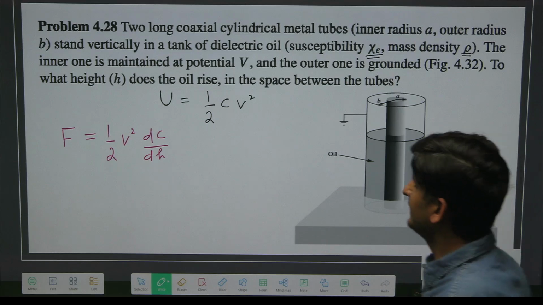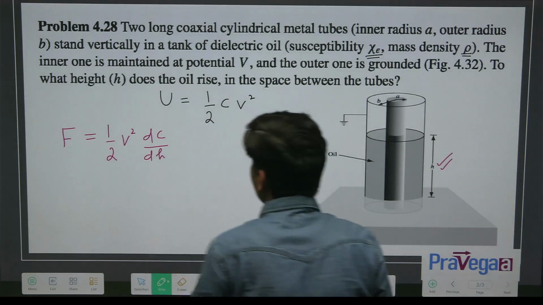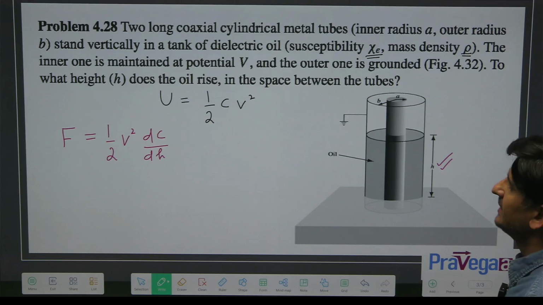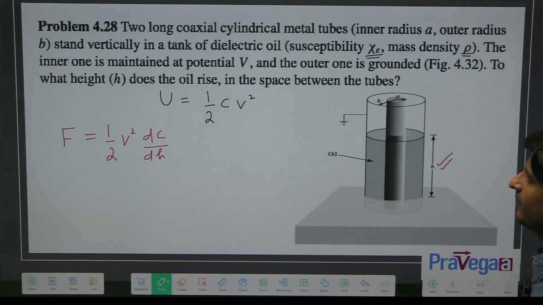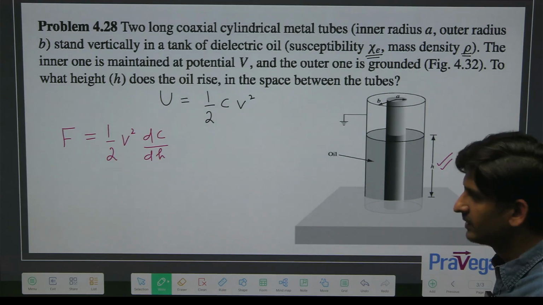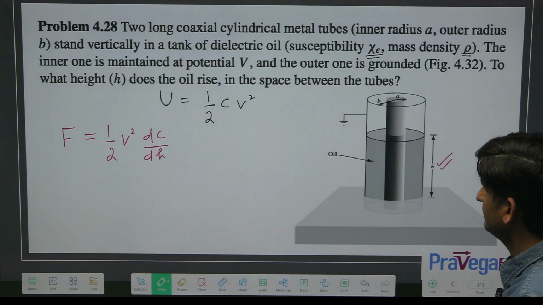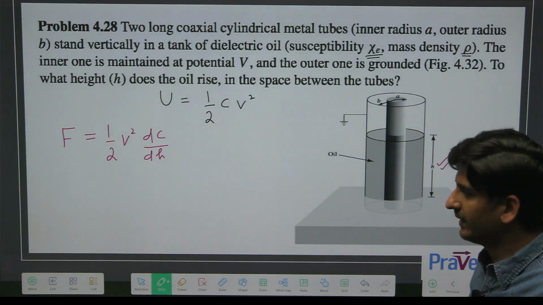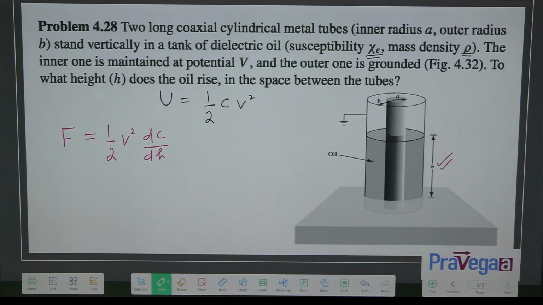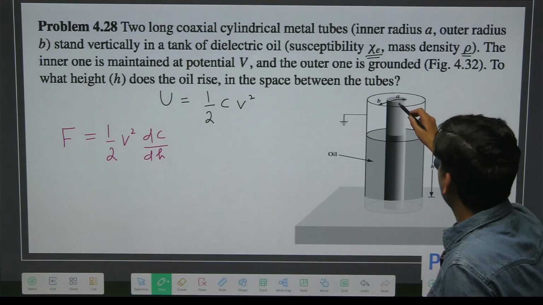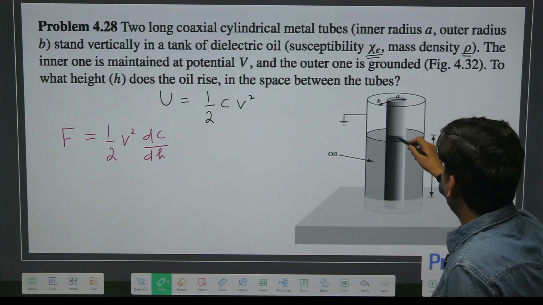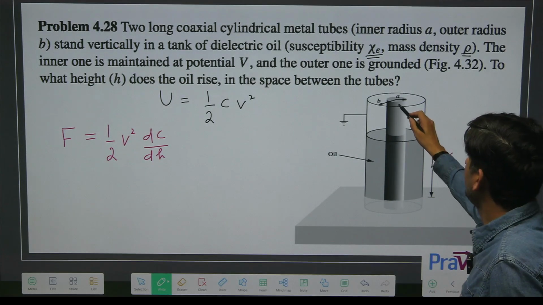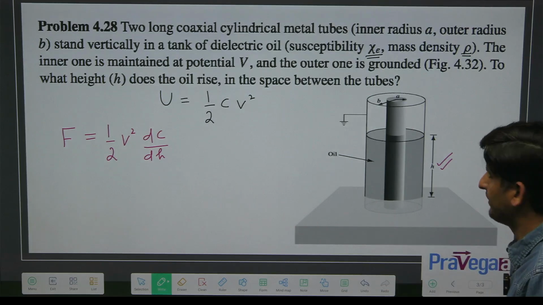So actually this is the question. You can clearly see that I need the capacitance, and once I get the capacitance, I can differentiate it with respect to h to get dC by dh, and then simply half V squared. Okay, so here we have vacuum and here we have oil, and there is a potential difference between this and this given by capital V.